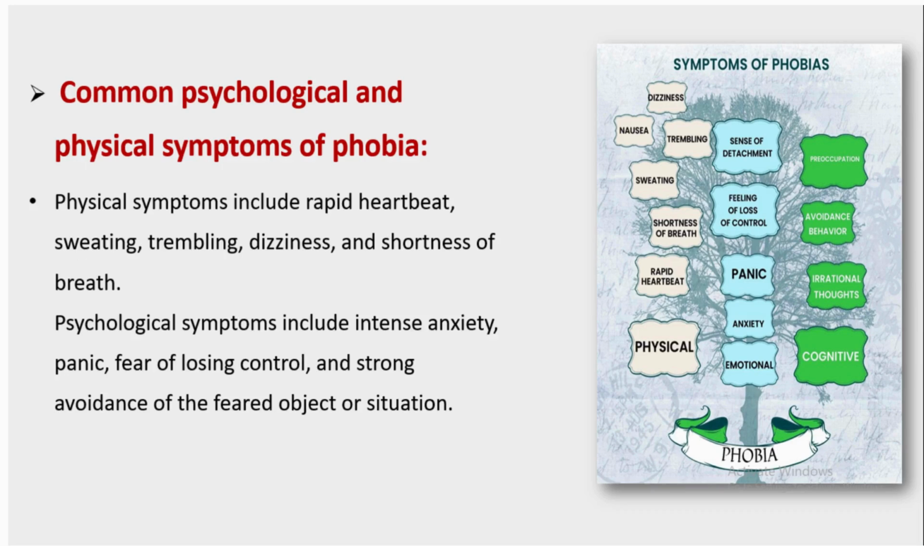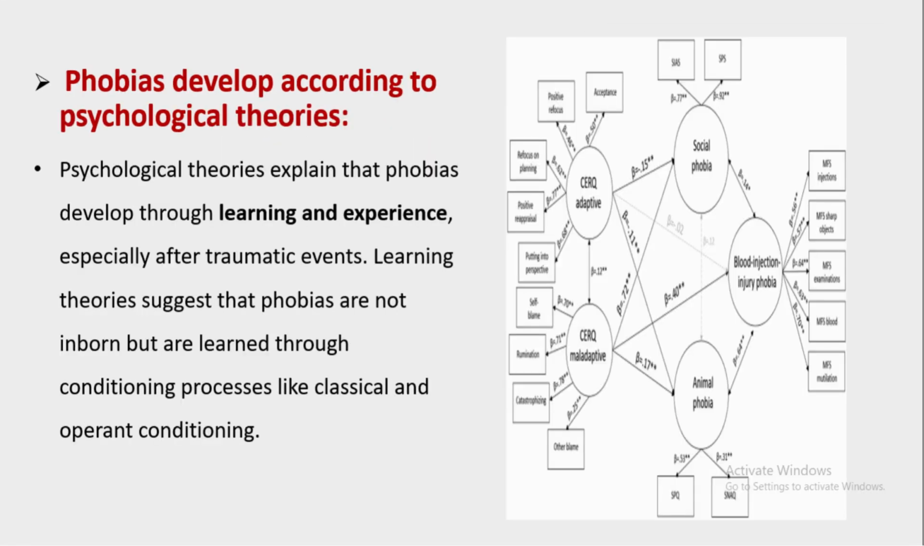Some common psychological and physical symptoms of phobia. The physical symptoms include rapid heartbeat, sweating, trembling, dizziness, and shortness of breath. Psychological symptoms include intense anxiety, panic, fear of losing control, and strong avoidance of the feared object or situation.